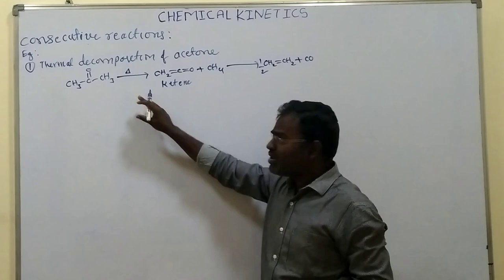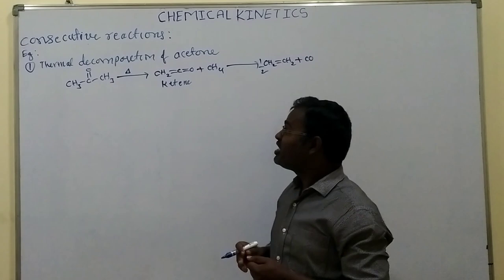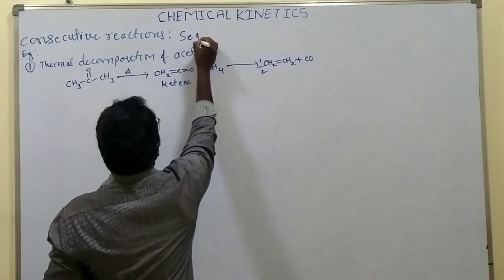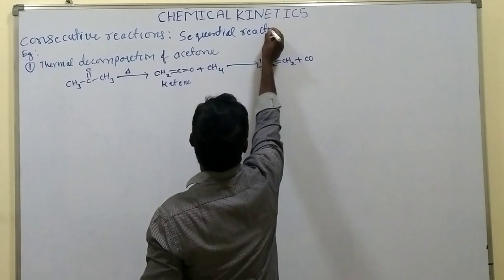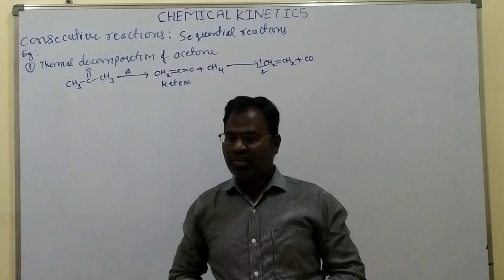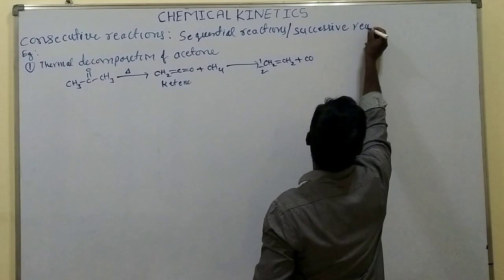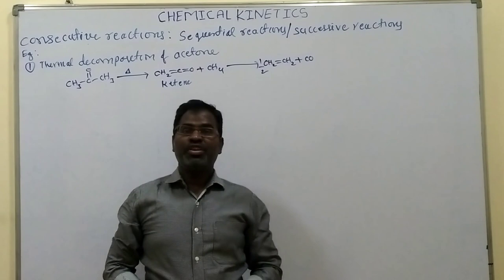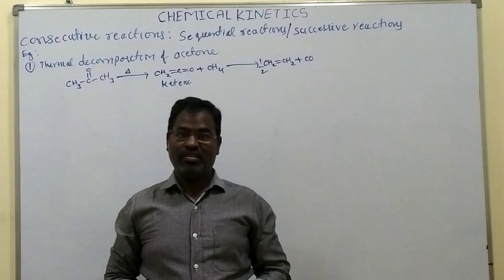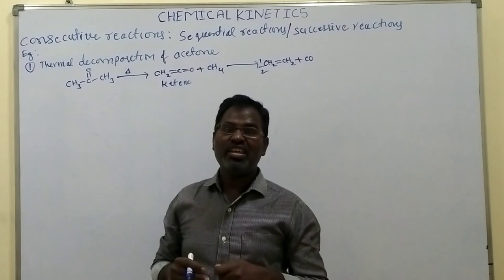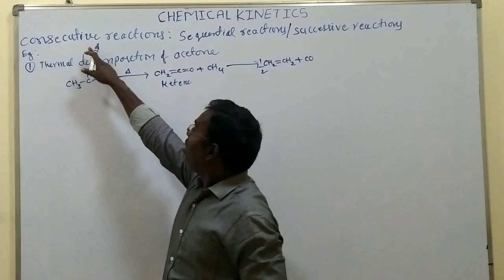They take place one after the other, that means in sequence. Hence, these are also called sequential reactions, or successive reactions. Therefore, chemical reactions in which a reactant forms an intermediate and the intermediate forms products in one or more subsequent steps are called consecutive reactions or sequential reactions.